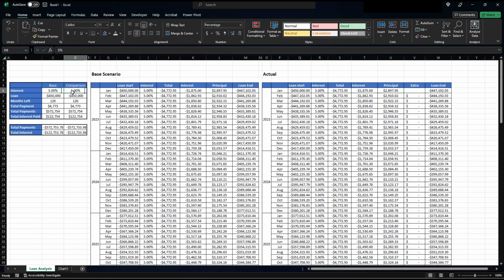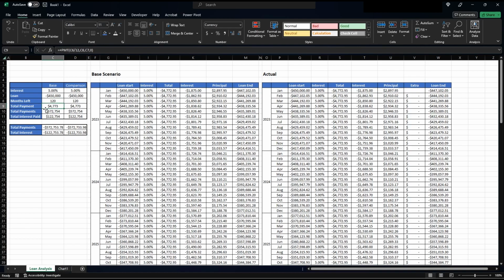We set up the annual interest rate, which I've assumed here is 5%. Then we put in the actual loan amount, which for this example is 450,000 as a negative number. Almost all loans, the vast majority at least, are in monthly payments, like interest is charged or calculated monthly. So I've assumed it's a 10-year loan, and to work out the months left we multiply 10 by 12, which is 120 months for 10 years.